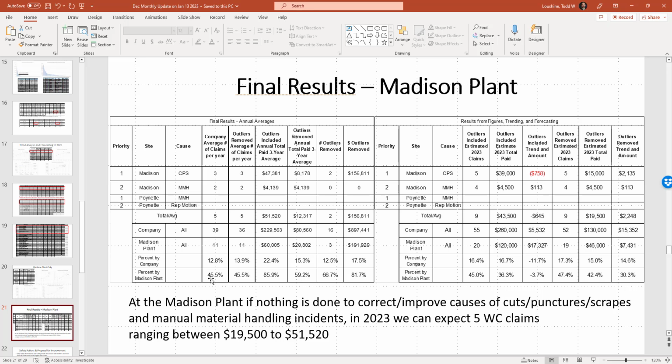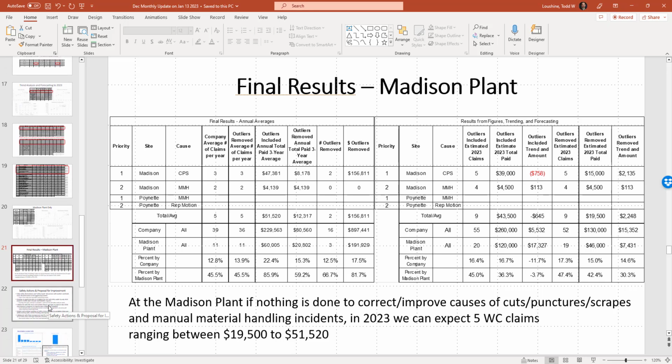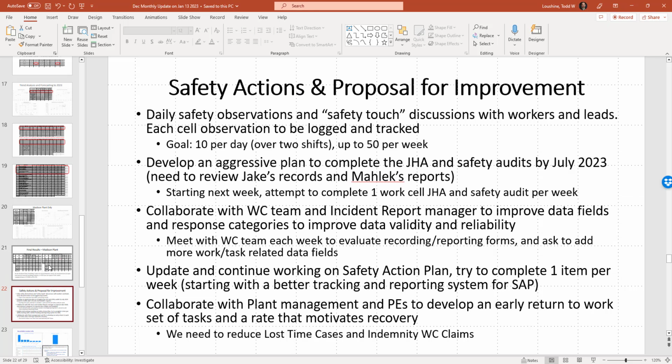So my overall recommendation is to focus on cut, puncture, scrapes, and manual material handling incidents at the Madison plant, because in 2023 we can expect to have 5 work comp claims ranging between 19.5 and 51,000. That's an estimate based on 5 years of data. Will it happen? It may. It may be worse than that if we have a really bad claim.